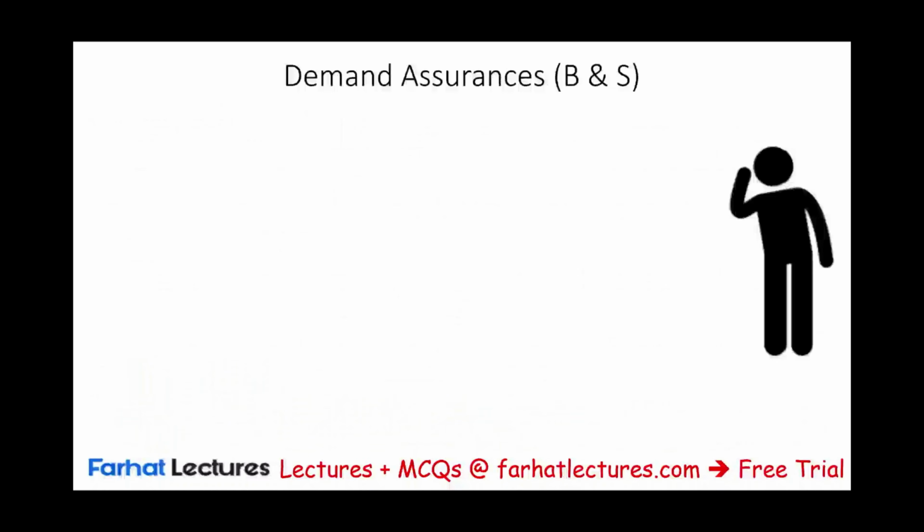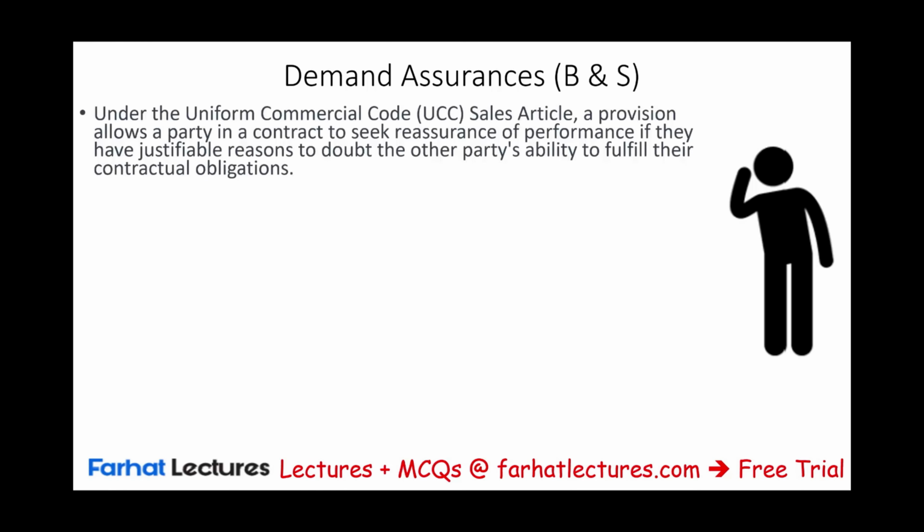Another remedy for buyers and sellers is to demand assurances if there's reason to. Under the UCC, there's a provision allowing a party in a contract to seek reassurance of performance. Reassurance means, why don't you just reassure me you are going to perform? They can do this if they feel there are justifiable reasons to doubt the other party's ability to fulfill their contractual obligation. You might be asking, under what circumstances could this happen? Well, there's word on the street that your company is going out of business. Or you and the same company have the same supplier, and the supplier is telling you they haven't been paid in the past 6 months. They're having some financial difficulties.